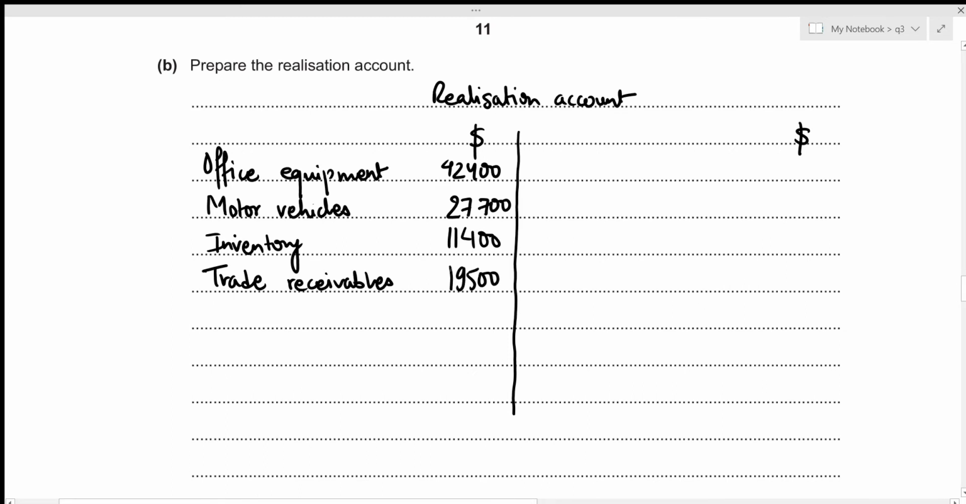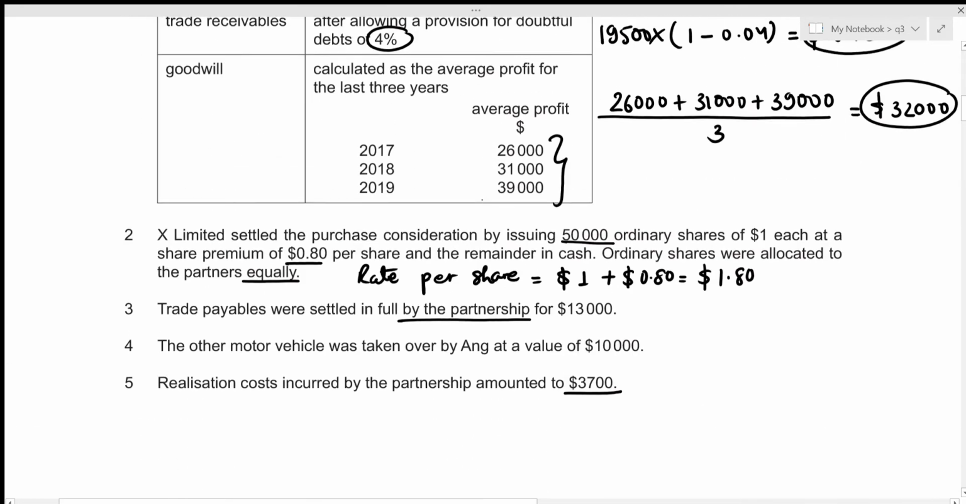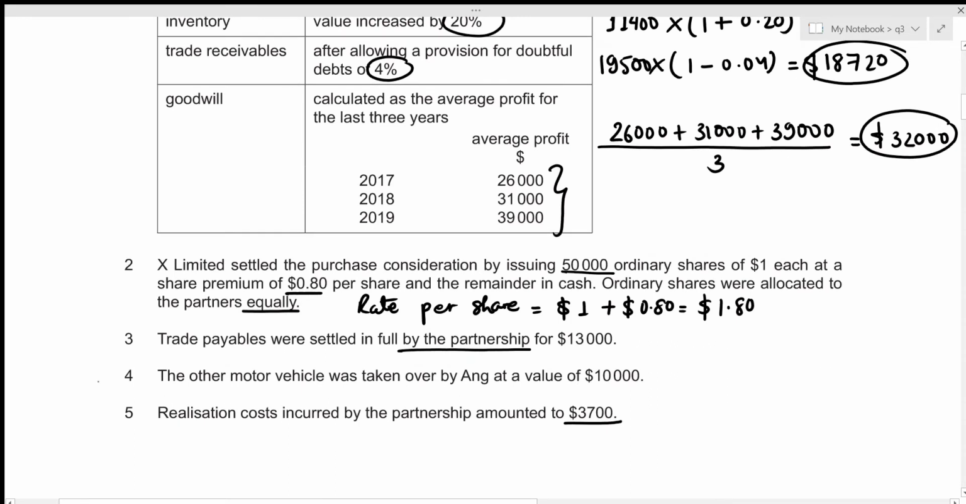And these all, except for 1 motor vehicle, were taken over by X Limited, right? And they are paying the purchase consideration of 120,000. Alright, then we still have 1 motor vehicle remaining, right? So let's have a look at the above information. Okay, we can see right here in our 4th point that the other motor vehicle was taken over by Ang at a value of 10,000. So since this was taken over, this should also be recorded on our credit side. Let's do that.